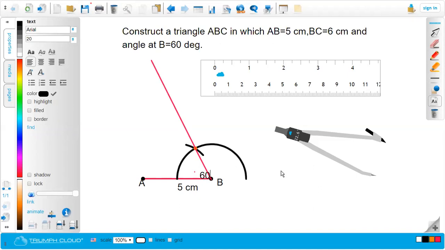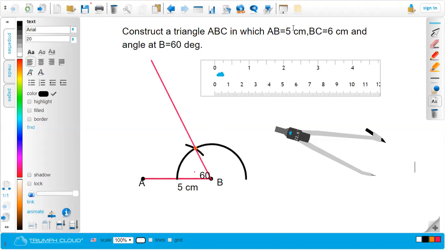Okay, this is the next step. Here the first step is taking one side and making one side, and the next step is making an angle of 60 degrees at that point. Here we have taken the point B as a vertex. Here the two points A and B are identified so far. So let's find out the next point C.